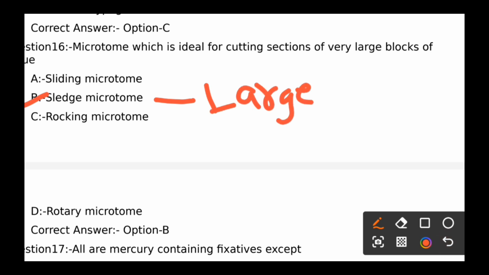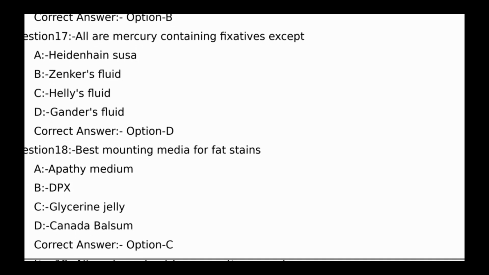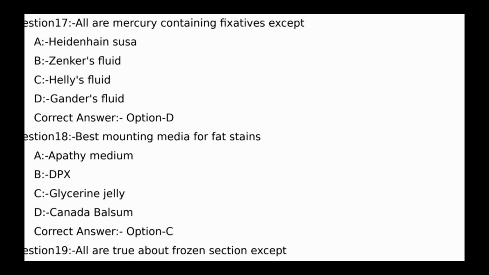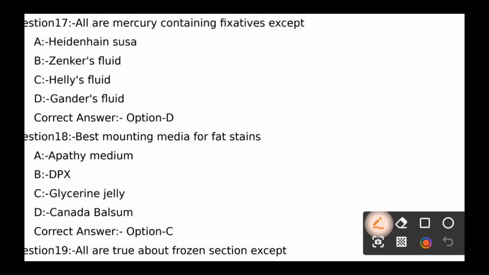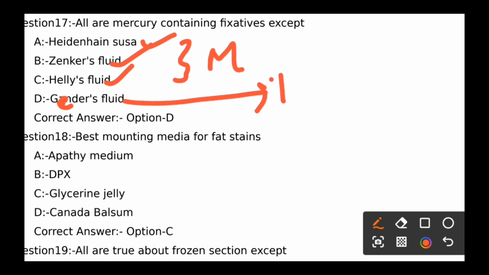For large blocks, sludge microtome is used. Next question, all are mercury containing fixatives except option A, Hayden-Hine-Sousa, option B, Zenger's fluid, option C, Haley's fluid, option D, Genders fluid. Not Janders, it is Genders. Here, Hayden-Hine-Sousa, Zenger's and Haley's are mercury containing fixatives, while Genders fluid is a picric acid containing fixative. So the right answer is option D, Genders fluid is not a mercury containing fixative.